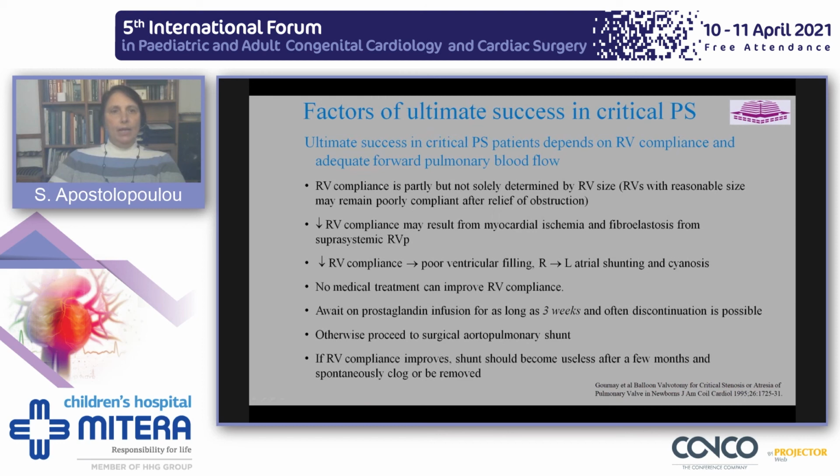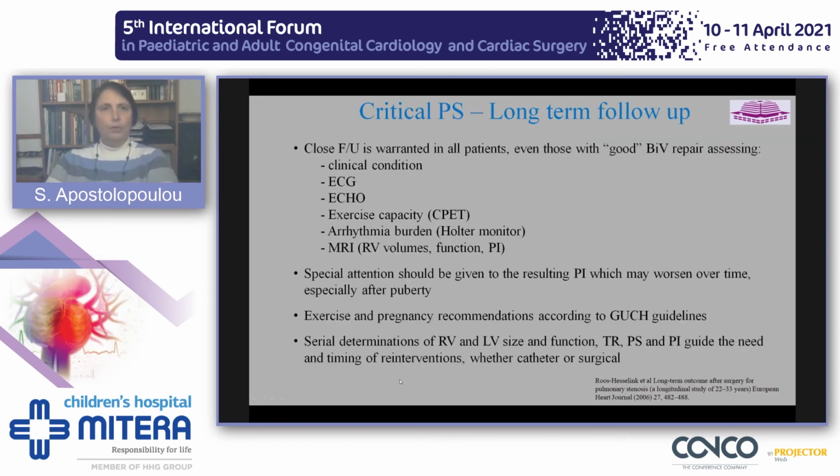Factors of ultimate success: the RV compliance, which is partly but not solely determined by the RV size. The poor compliance can result from myocardial ischemia and fibroelastosis. It leads to poor ventricular filling and right to left atrial shunting and cyanosis. There's no medical treatment for the RV compliance per se, so we wait on prostaglandins for as long as 3 weeks, and sometimes even at 3 weeks, we can discontinue it. Otherwise, we have to do a shunt. And the shunt itself, if the RV compliance improves, it can clog or be removed.